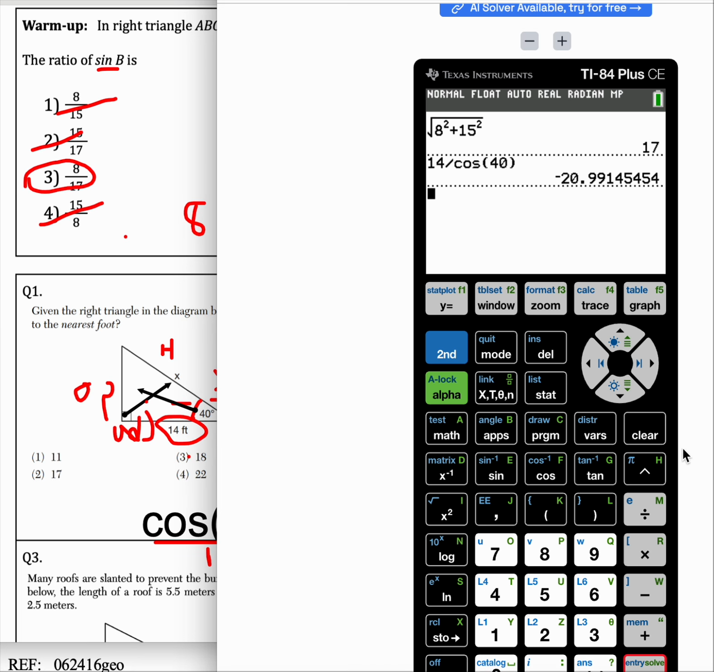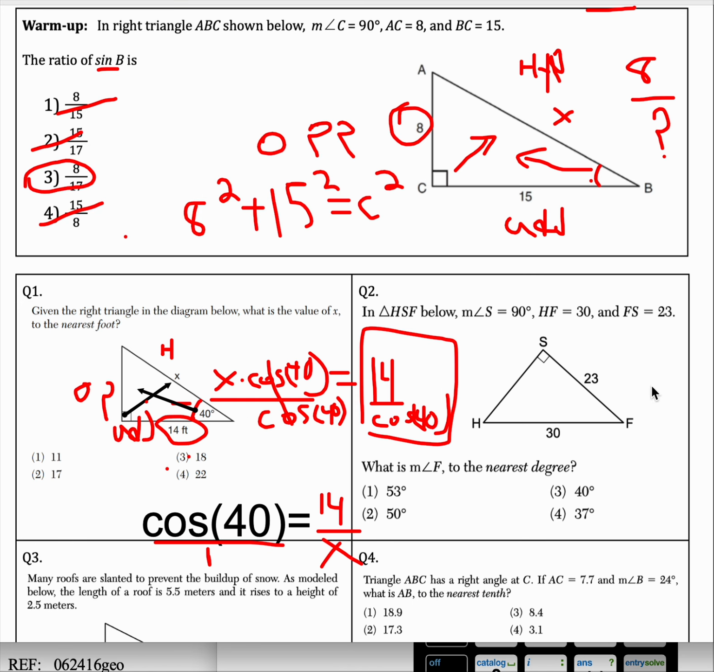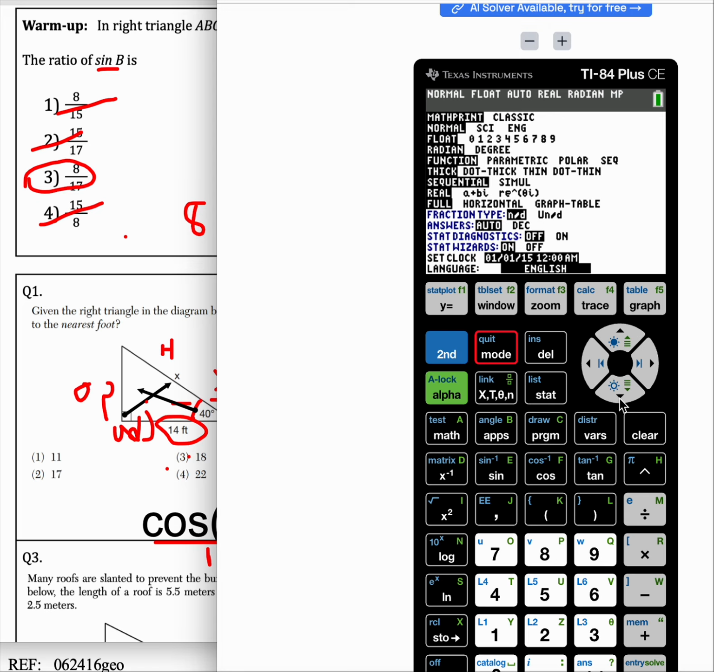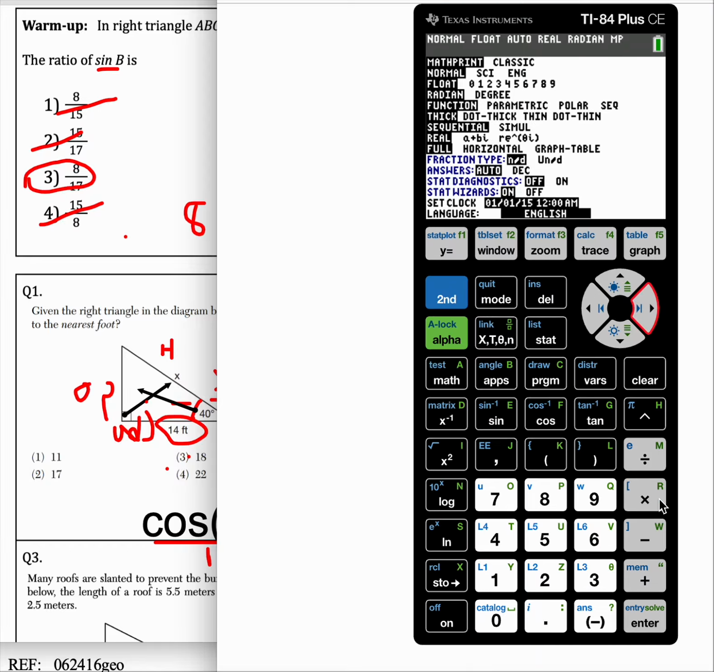Well, we know it's not going to be negative. Okay, so let me check. I think something is wrong. What is it? Just like I tell you guys, when I saw the negative, I knew it had to be wrong because I'm looking at distance. I forgot to check the mode, and I need to make sure it's in degrees.